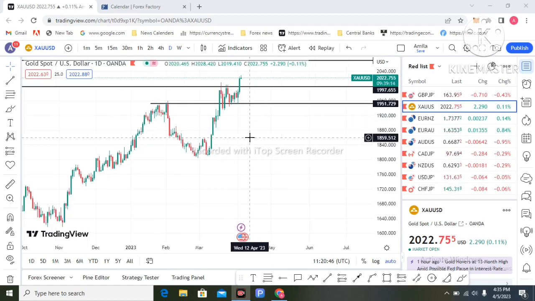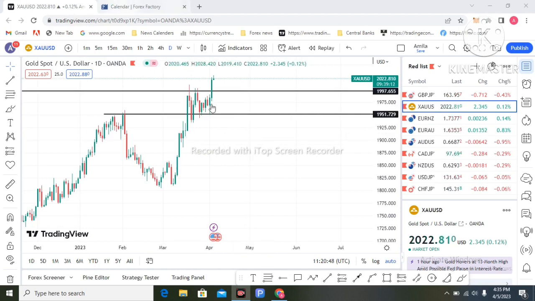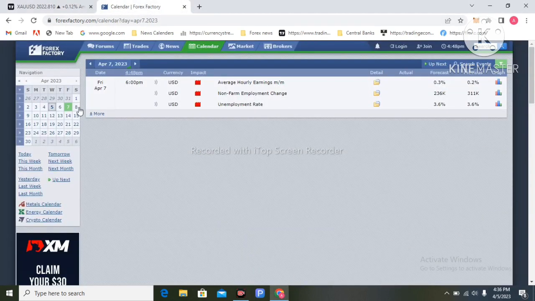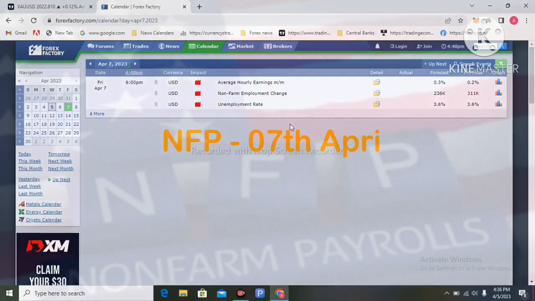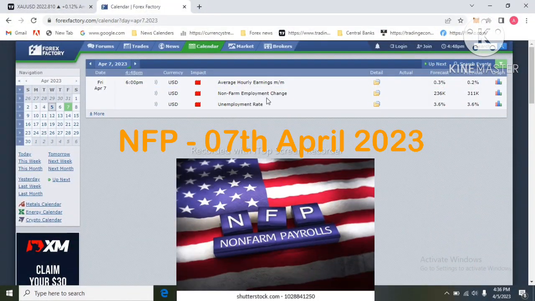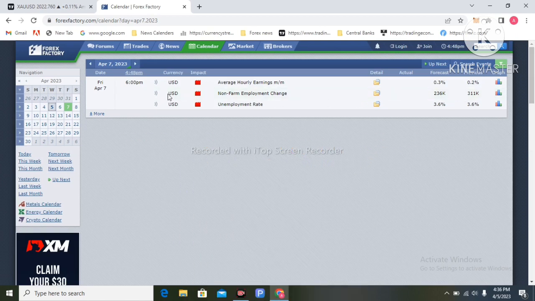So let's see how the non-farm payroll is affected on the 7th April, Friday, non-farm employment change. This is very volatile news regarding the US dollar, and this news always affects your gold trade. So you should update this news if you are gold trading. So I am forecasting, my analysis with the non-farm payroll, the previous figure is 311k. So that's the previous figure.